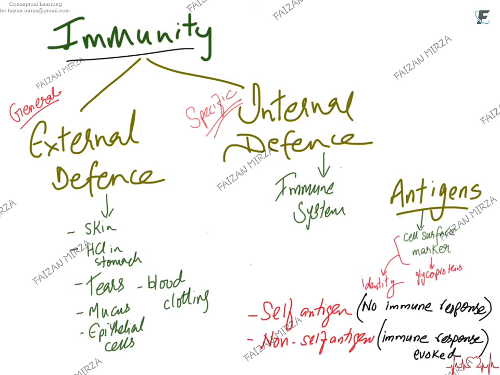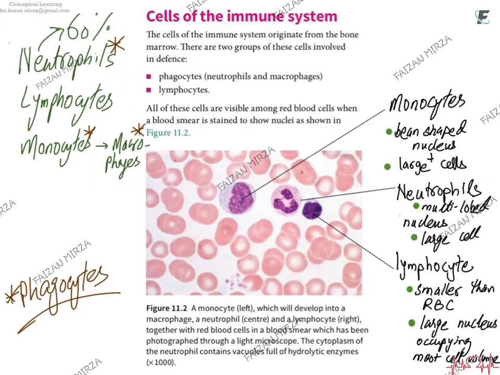And once the immune response has been evoked, this is the specific immunity that you end up having, and this is actually the internal defense. Cells of the immune system are basically two. Number one, phagocytes, and number two, lymphocytes. First of all, you need to understand what neutrophils, lymphocytes, and monocytes are. These are just the categorization of the phagocytes and lymphocytes.